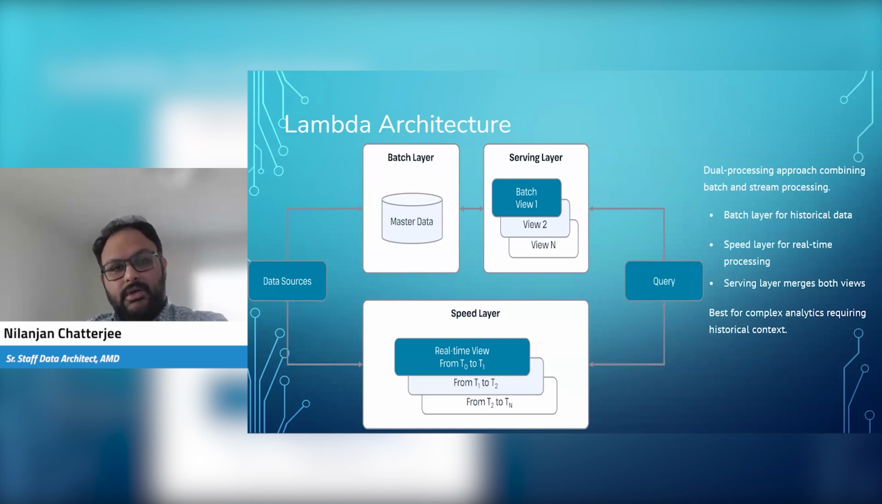So at a high level, the data gets ingested and gets sent to both. The batch layer is basically for full-scale processing. The speed layer is for real-time processing. The batch layer processes data and updates the master view periodically. The speed layer processes all the incoming data immediately and updates the results in near real time. The serving layer merges outputs from both layers to serve the queries.